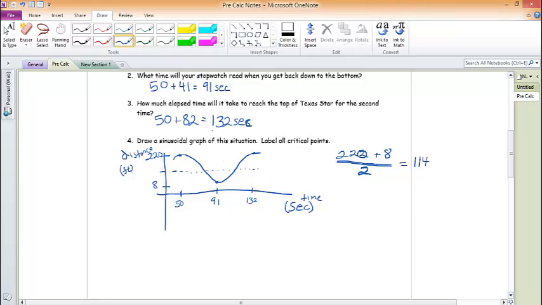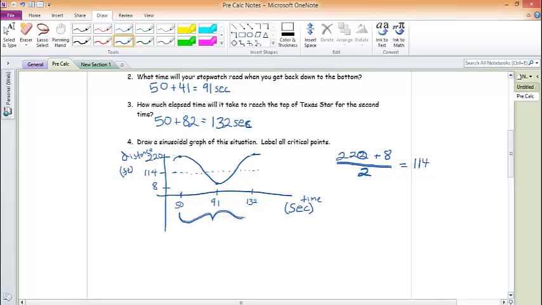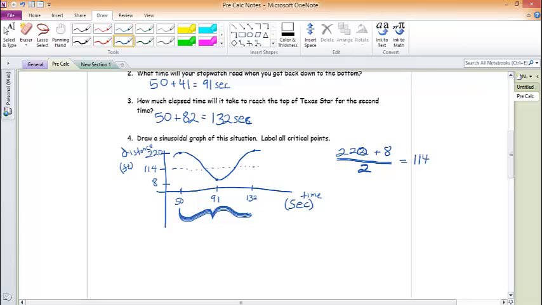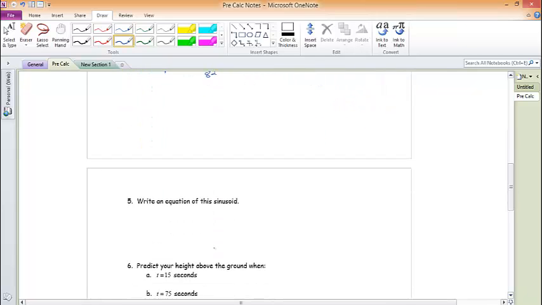So this midline is 114 feet. Okay, and I'm also going to notice that the distance between 50 and 132 was 82 seconds, or my period. So why don't we scroll back down to number 5, and we're going to label some key aspects as we write this equation from our graph.